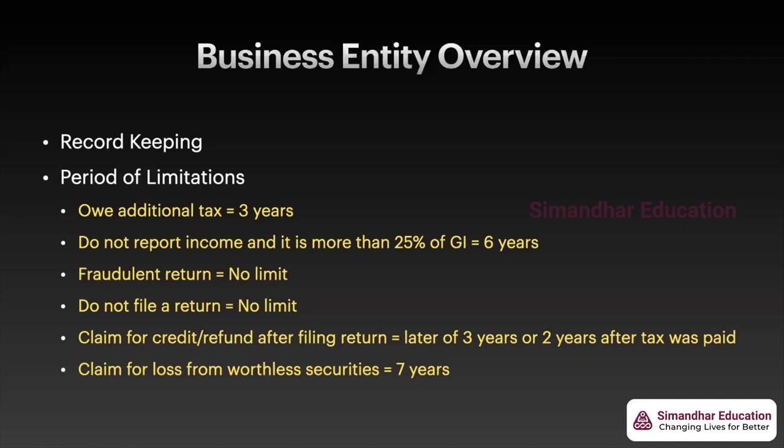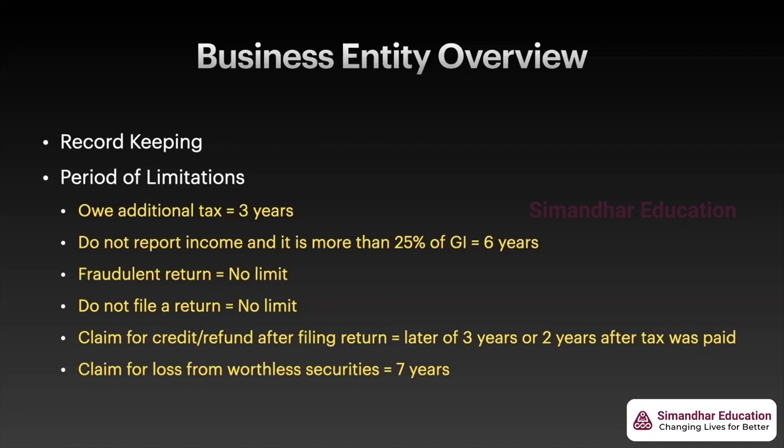If you fall under the second scenario where you do not report income, and if it is more than 25% of gross income, right? Say you underreported income by 25%, then the IRS can go back up to 6 years. In cases where you have filed a fraudulent return, or if you have not filed a return at all, obviously there's no limit on when the IRS can go back. It can be up to 20 years. It can go back and say that you needed to file a return in 2000, 2001, right? So there's no limit to that.